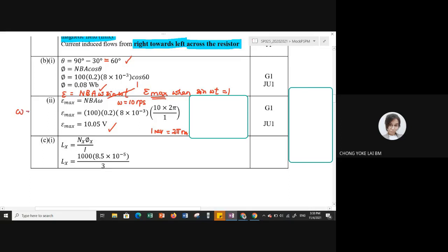For angular frequency, angular velocity, our SI unit is radian per second lah. So if I give you in revolution per minute, revolution per second, you have to convert it into radian per second lah.